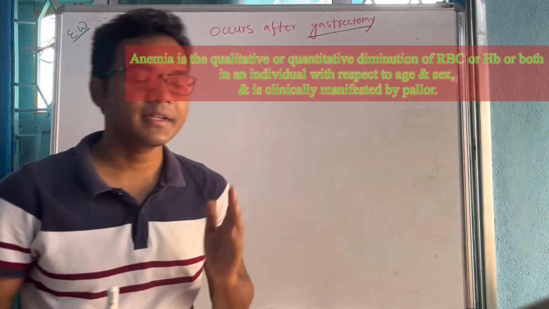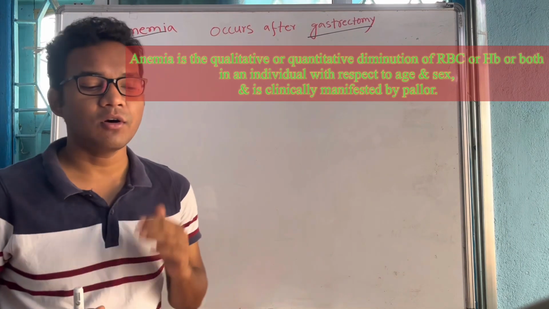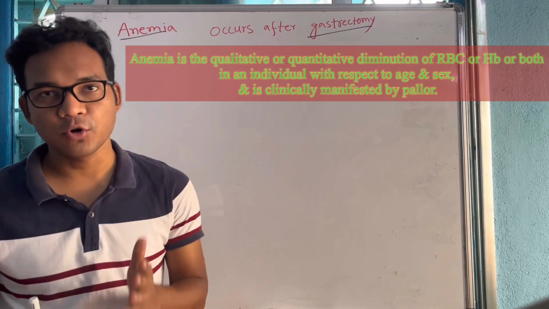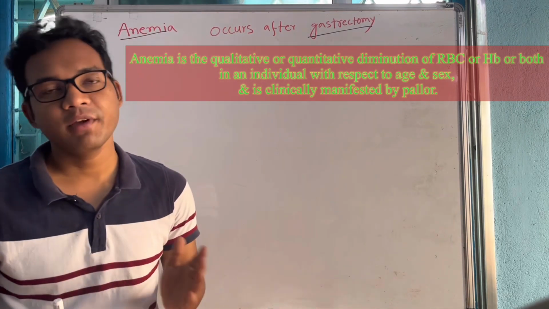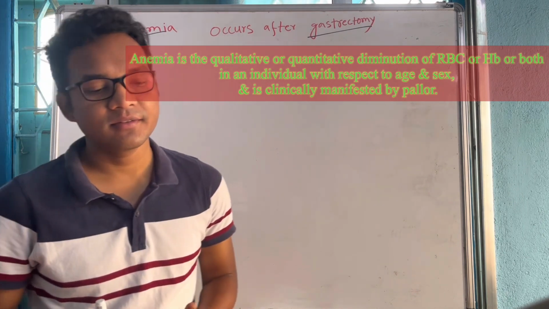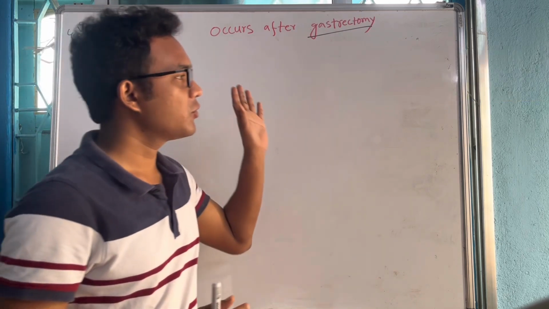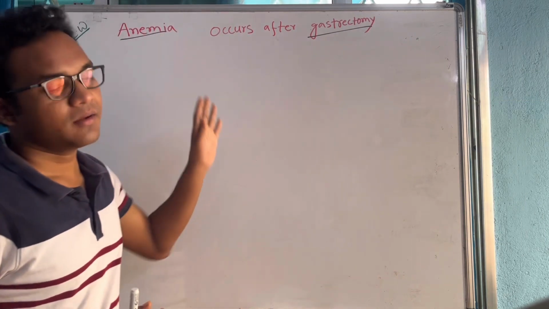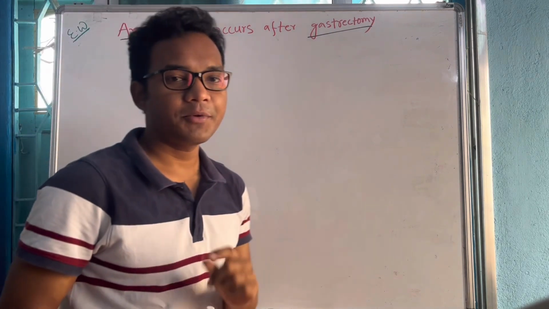Anemia is the qualitative or quantitative diminution of RBC or hemoglobin or both in an individual with respect to age and sex, and it is clinically manifested by pallor. So we have known the definition of anemia. Okay, write down this definition.